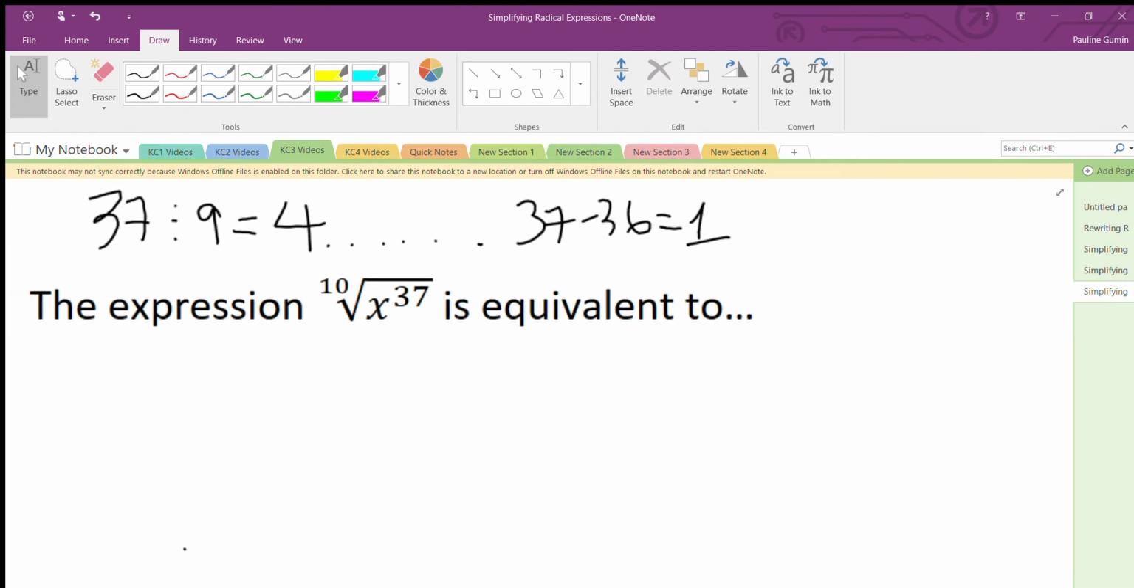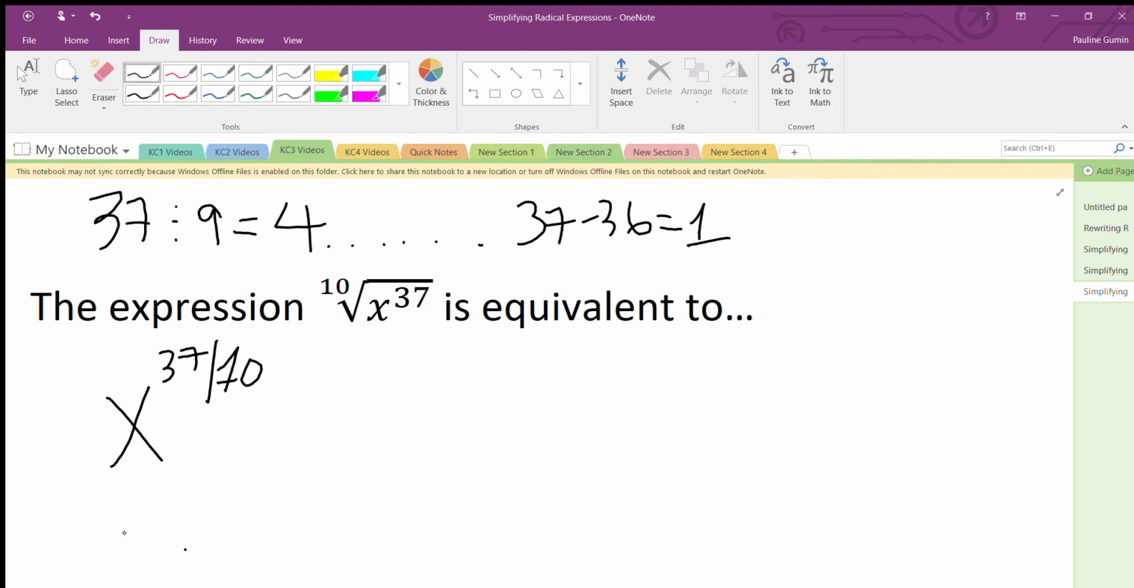Okay. The 10th root of x to the 37th. Let's do that again. I like rewriting it like this, even though I'm going to put it into radical form. I think it just makes it more visually obvious to me that we're dividing. I really like that visual aspect.